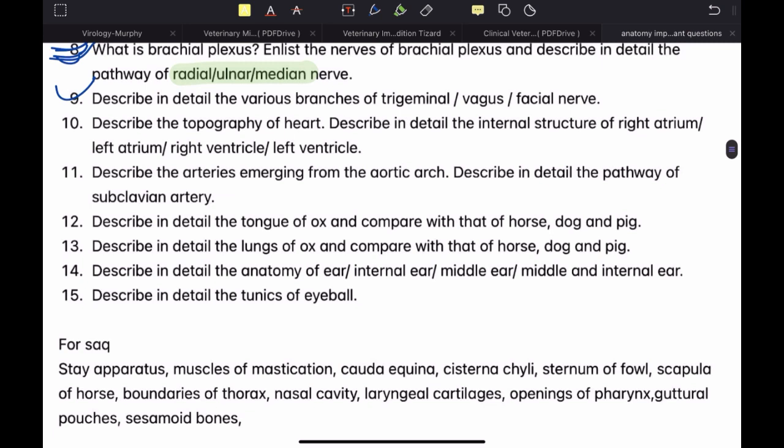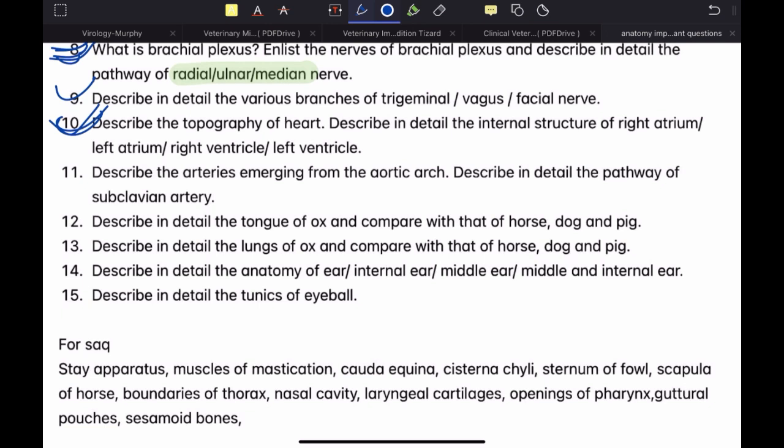Describe in detail the internal structure of right atrium or left atrium or right ventricle, left ventricle, sorry. Again, very, very important and very lengthy question, to be honest. Okay, so topography of heart, you are going to talk about the external structure of the heart, the relation with other organs, the location, everything. And then you have to describe in detail the internal structure of any one chamber. Okay, they will not give you any option in this as well.